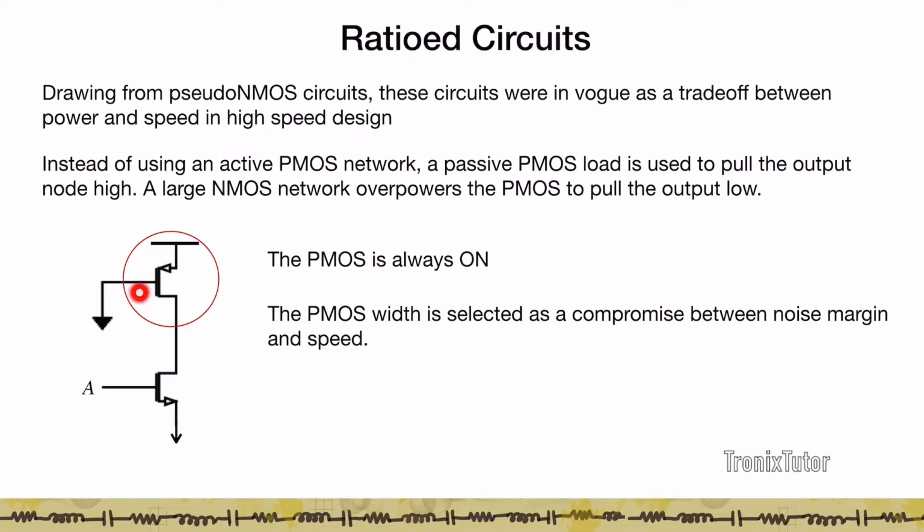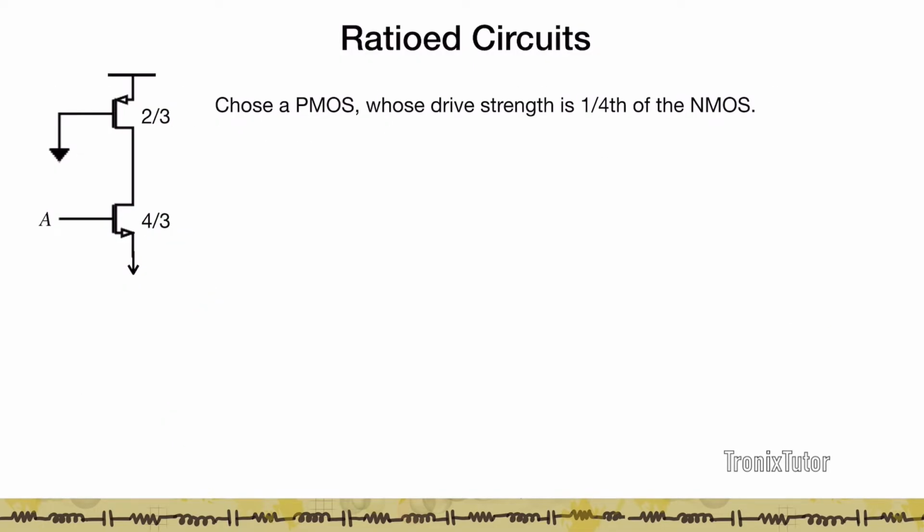And so when we select the size of the PMOS, we select it as a compromise between noise margin and speed. So let's look at an example. I want to design a ratioed inverter, in such a way that when the output has to be pulled up, there's no issue, it's going to be pulled up slowly through the PMOS. But when the output has to be pulled down, the NMOS has to overpower the PMOS charging of the output capacitor. So here we're choosing a PMOS whose drive strength is roughly 1/4 the size of the NMOS.